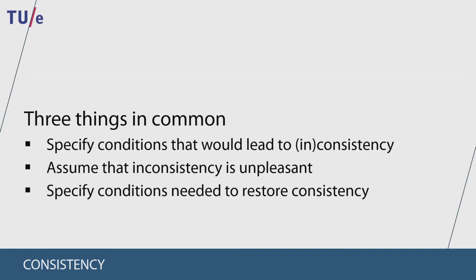In general, people seem to choose the path of least resistance to restore consistency. Since attitudes are often easier to change than behavior, people often change their attitudes. A good example of a consistency theory is cognitive dissonance theory.